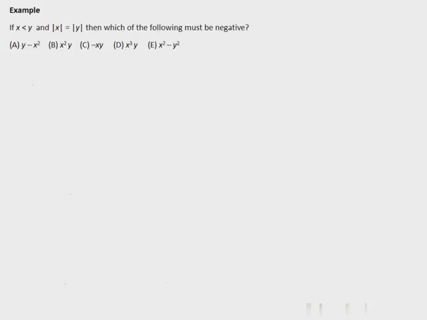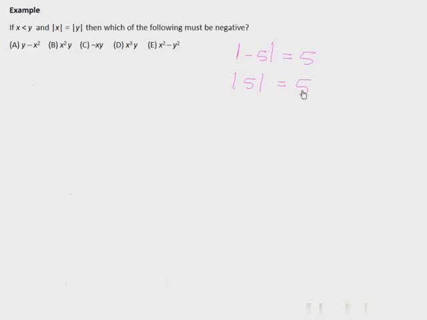If x is less than y and mod x is equal to mod y, that is the absolute value of x is equal to the absolute value of y, then which of the following must be negative? Is it possible for two numbers not to be equal but their absolute values to be equal? Yes, if one is negative and the other is positive. For example, the absolute value of minus 5 is 5 and the absolute value of 5 is 5. Of course, it's not possible for two positive integers which are different to have the same absolute value because their distances from 0 will be different.